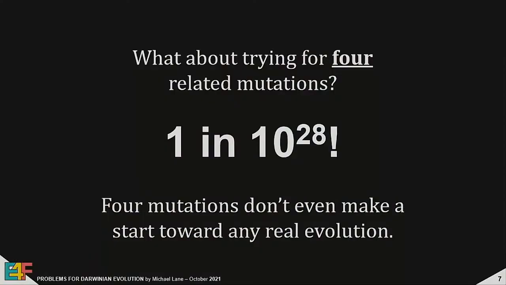Where are we at now? What's 7 times 4? The 10 28th. That's a 1 with 20 zeros. I don't know what that number is called. 4 mutations, though, do not even start to make the change to go from an earthworm to a grasshopper.